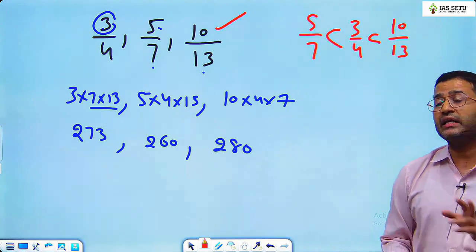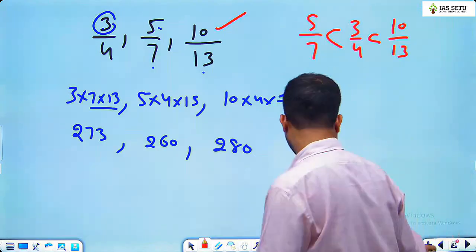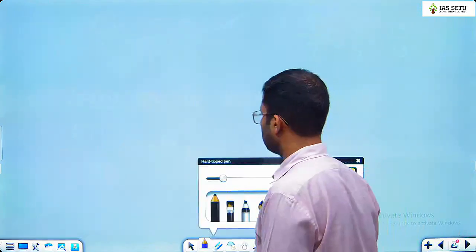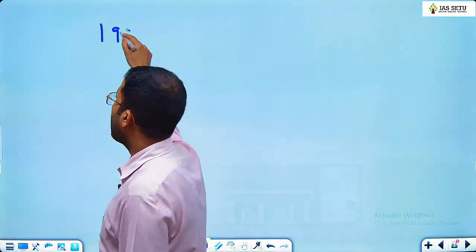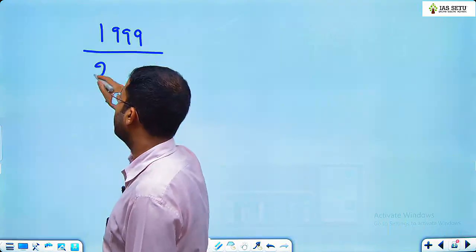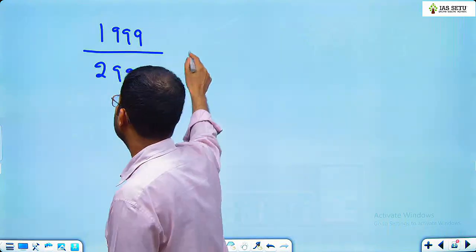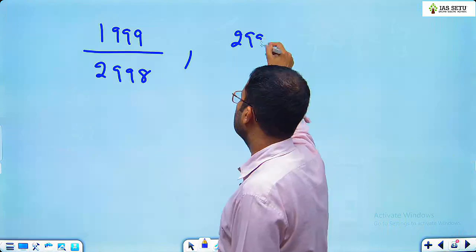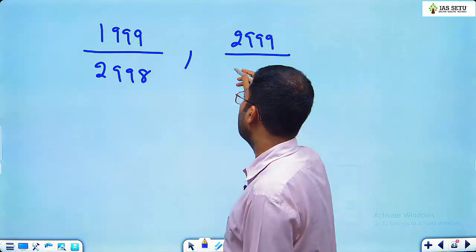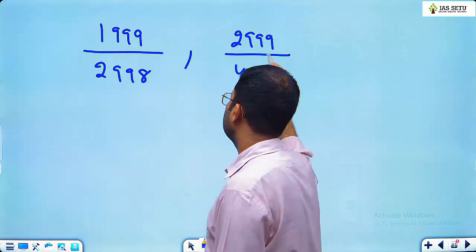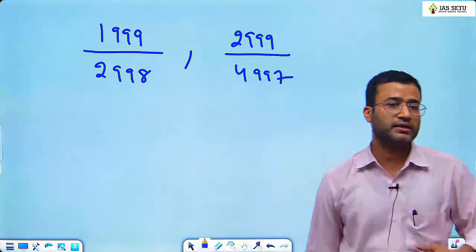But the main limitation is this. I give you a question. I give you two fractions: 1999 divided by 2998, and 2999 divided by 4997. Cross multiply.